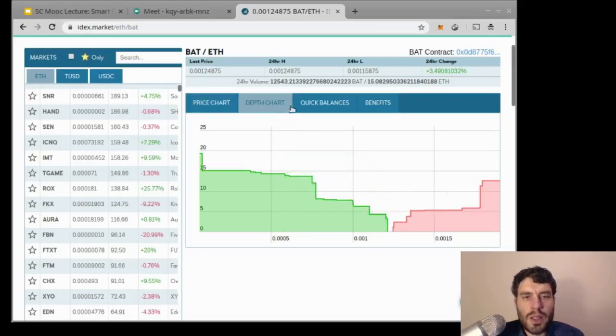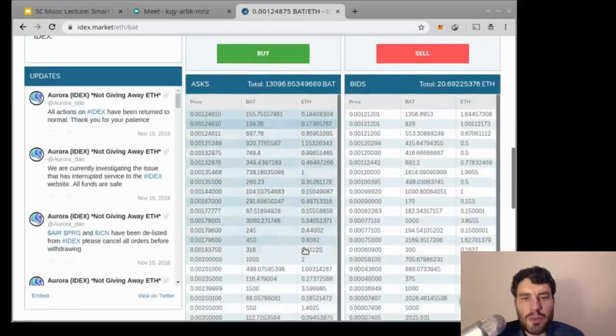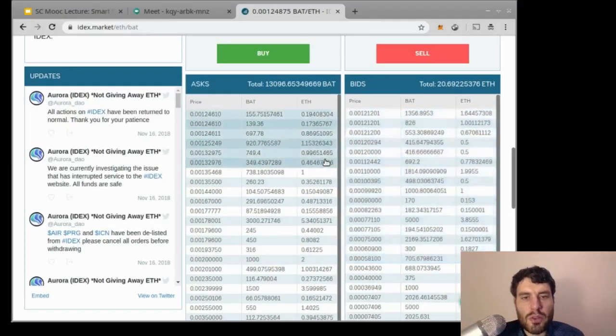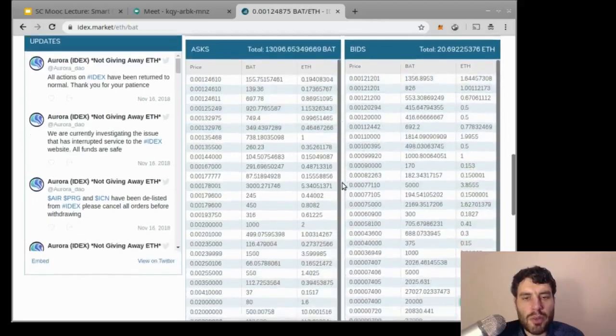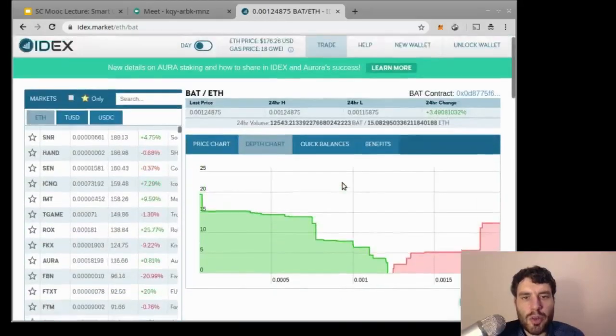All right, and so again, this is showing me exactly the same information as this list of order books of all of those signed messages of different people offering different amounts for different prices, just in table form versus in graph form.